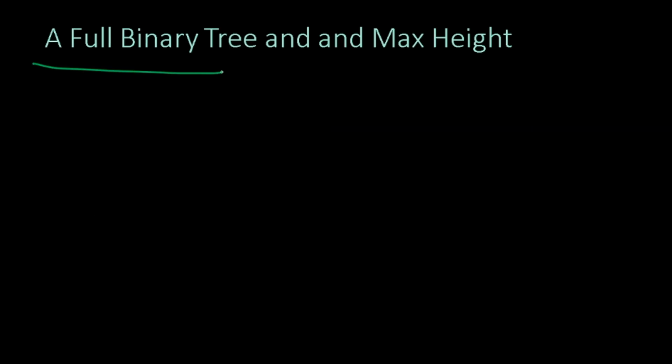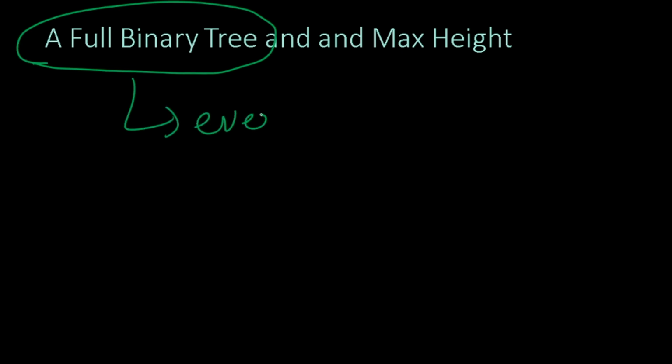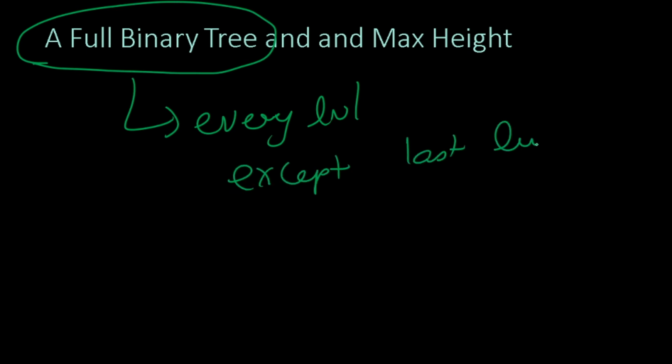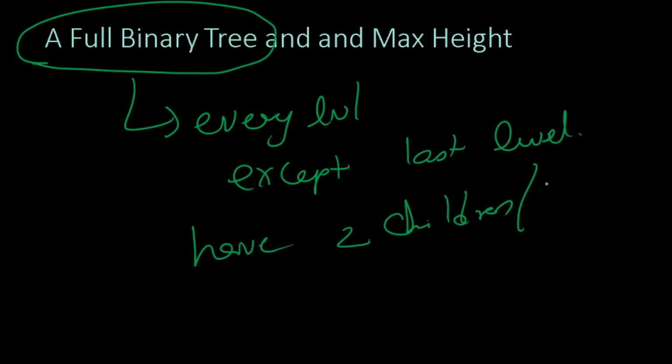So a full binary tree. This is a binary tree where every level except the last level has two children per node. In other words, at each level, the number of nodes will be doubled. Let's see what that means.